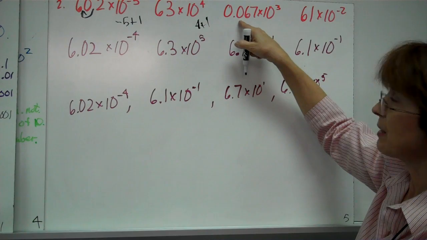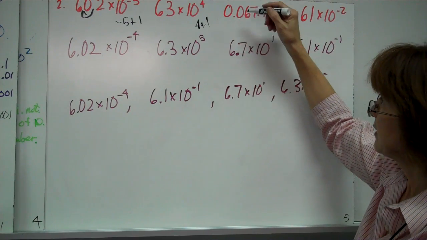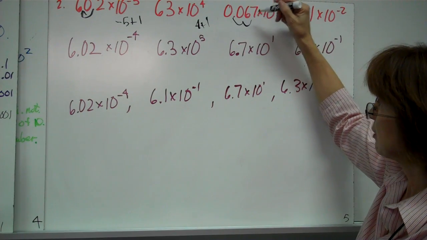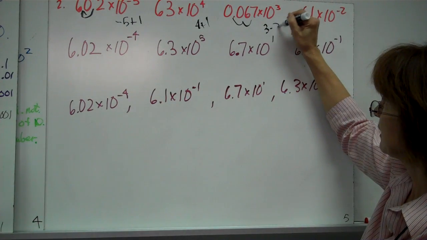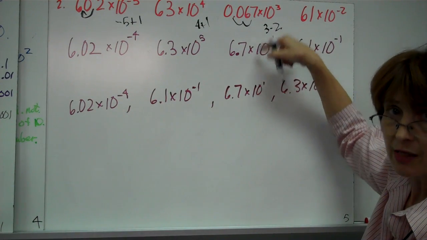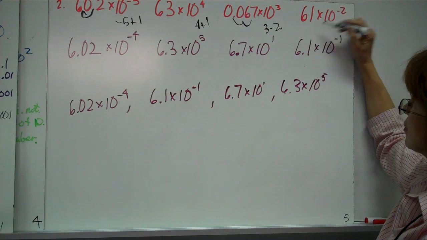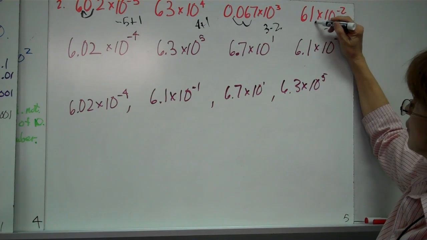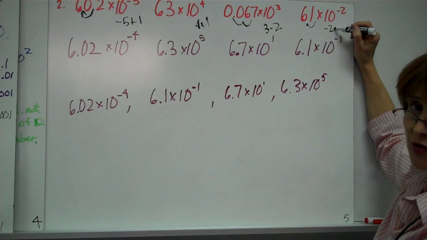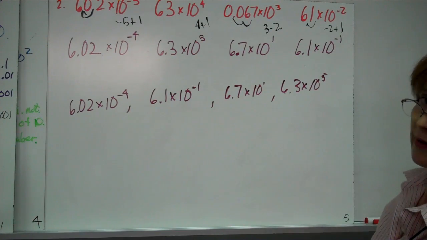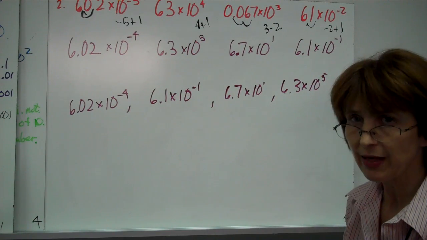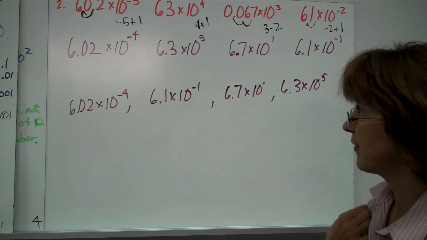Here, this was small. I made it bigger. So because I made this bigger by 2 decimal places, I have to subtract 3 minus 2 and make that 1 to make them equal to each other. This is 61. Again, I made it smaller, so I've got to make this bigger. And I only moved it over 1 place. So negative 2 plus 1 is negative 1. Okay, I hope that's clear, and you can rewind that and try that again to make sure you understand that.